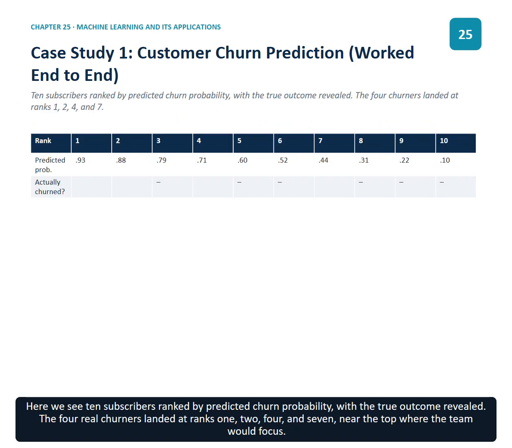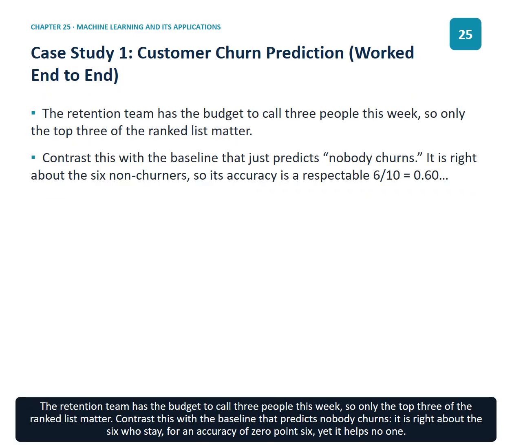Here we see 10 subscribers ranked by predicted churn probability, with the true outcome revealed. The 4 real churners landed at ranks 1, 2, 4, and 7 near the top where the team would focus. The retention team has the budget to call 3 people this week, so only the top 3 of the ranked list matter. Contrast this with the baseline that predicts nobody churns. It is right about the 6 who stay, for an accuracy of 0.6, yet it helps no one.